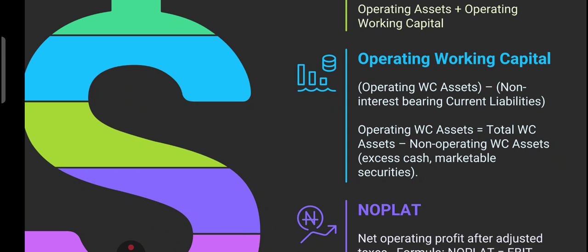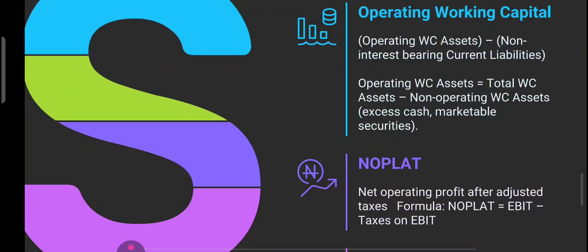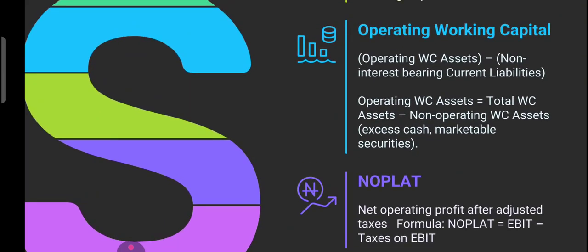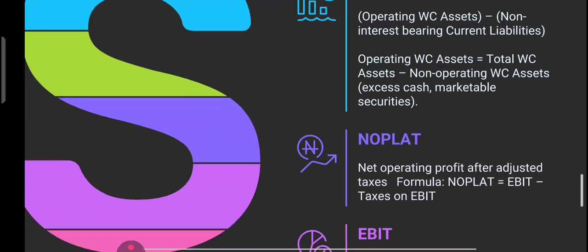To run smoothly, how much money the business needs, that is called operating working capital. The formula is quite simple: operating asset, right? And minus the bills, non-interest bearing current liability.